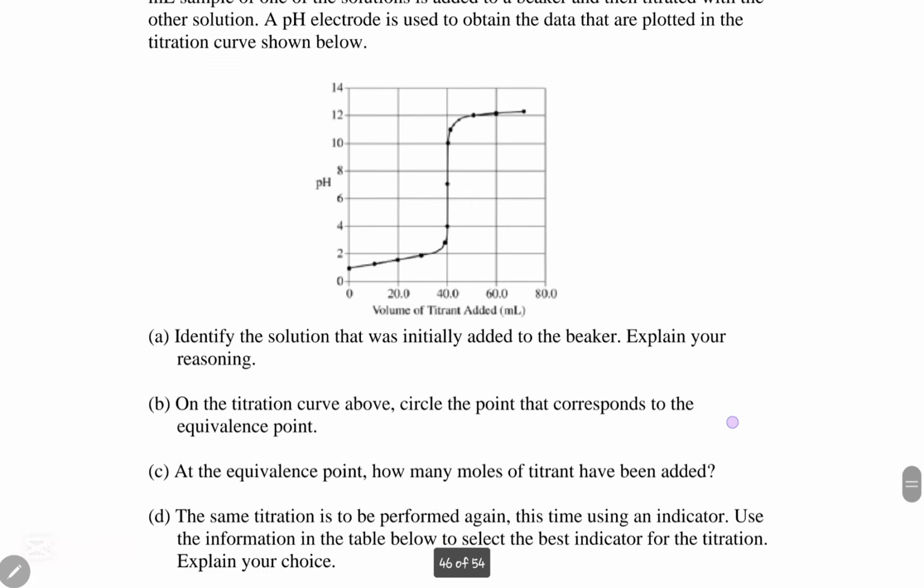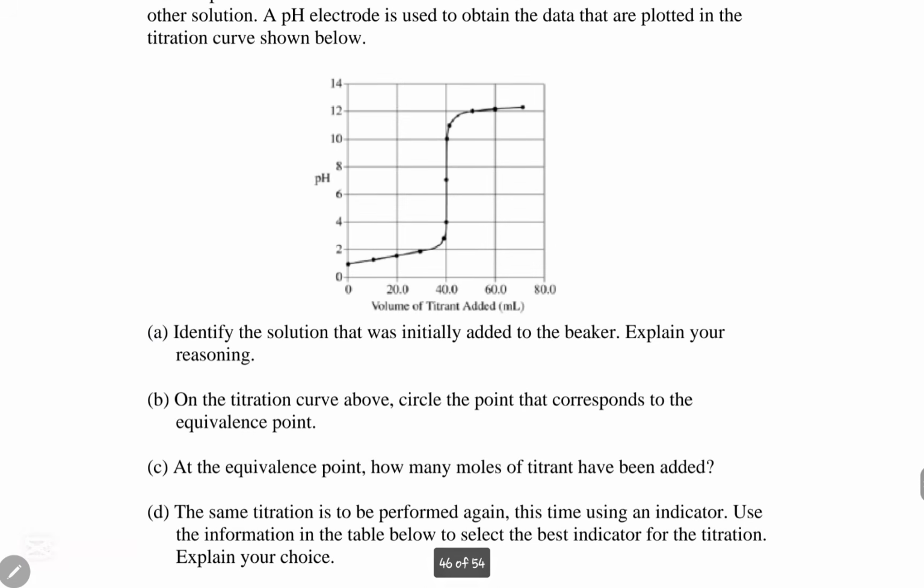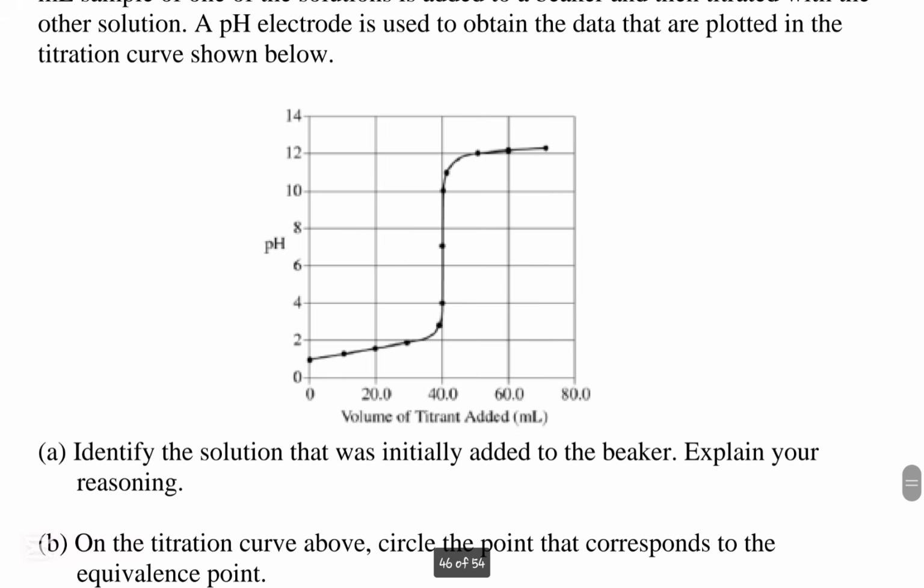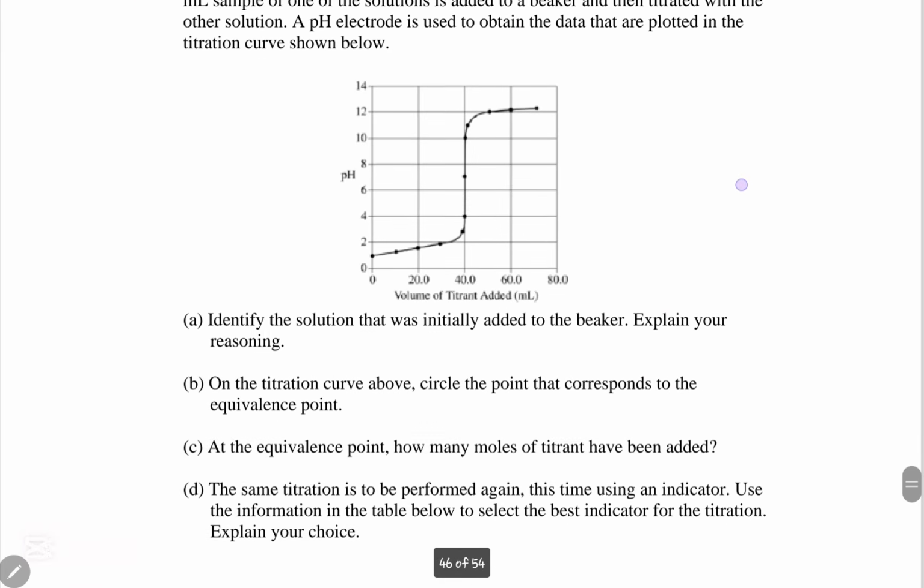Okay. Now part B, it says on the titration curve above, circle the point that corresponds to your equivalence point. So the equivalence point is going to be this point over here, which is on the x-axis 40.0 milliliters, and on the y-axis pH 7. Why did I choose this? Because I'm dealing with a strong acid, which is HCl, and a strong base, which is NaOH. So of course the neutralization point is going to be 7.